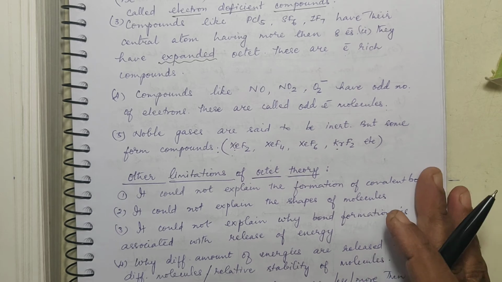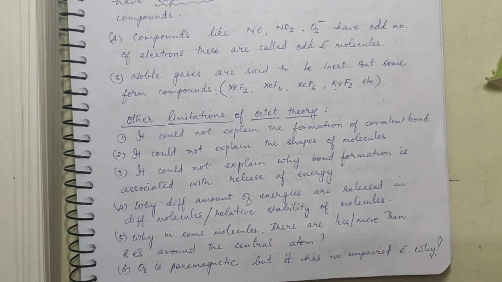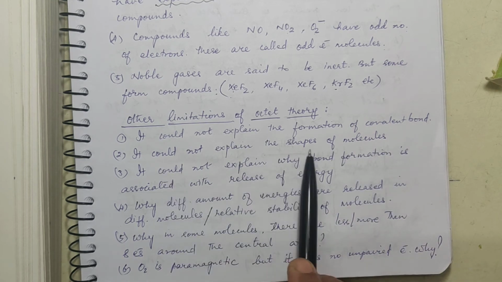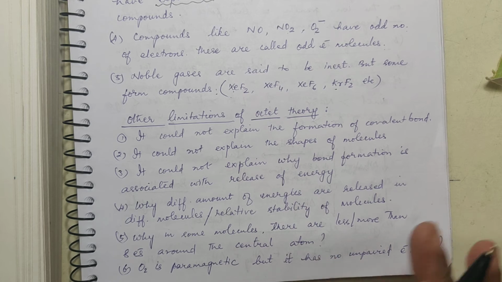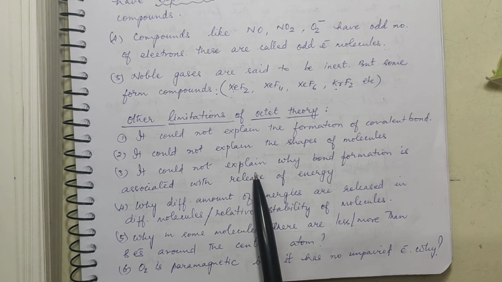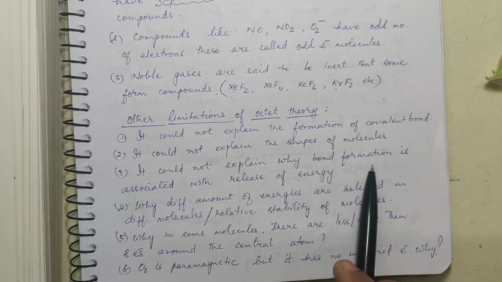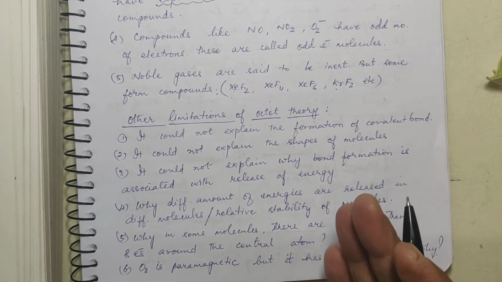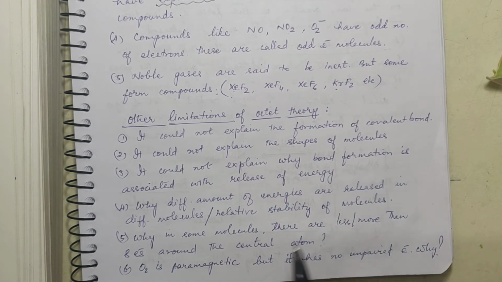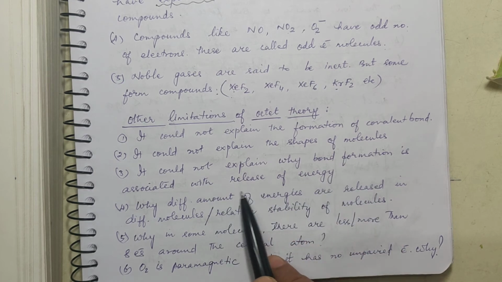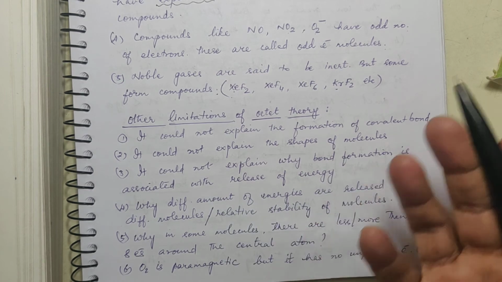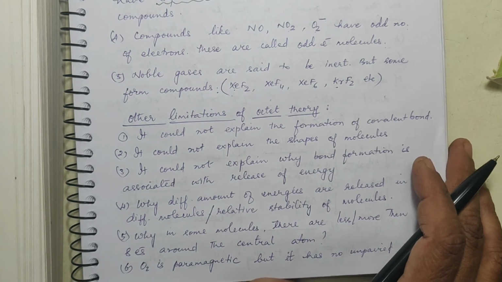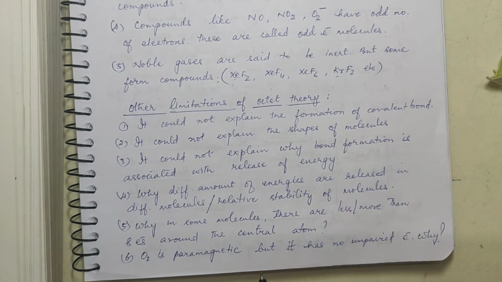Now, what are the other limitations? It could not explain the formation of covalent bond. It could not explain the shapes of molecules. Nothing regarding shapes has been explained by this octet theory. And it could also not explain why bond formation is associated with release of energy. Bond formation is exothermic, bond breakage is endothermic, we have already done, isn't it? So why does energy release or absorption take place during bond formation or bond breakage? It is not able to explain.